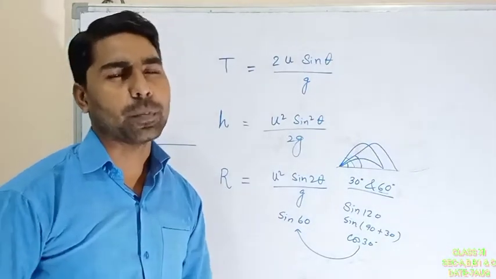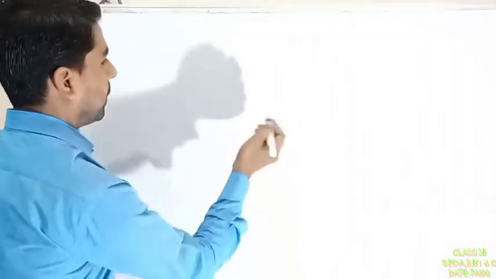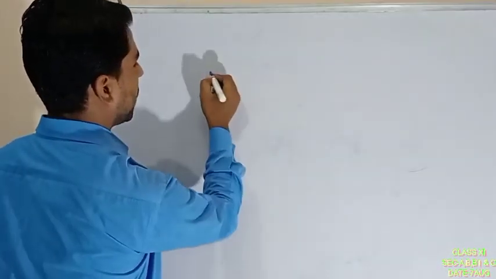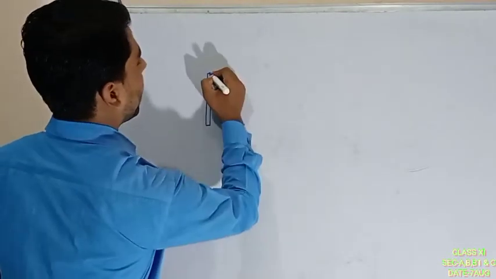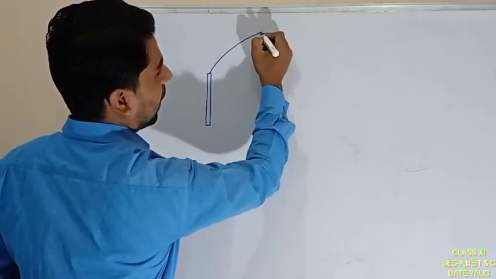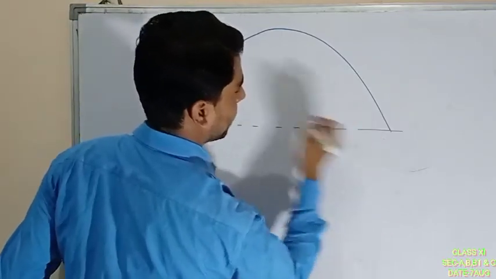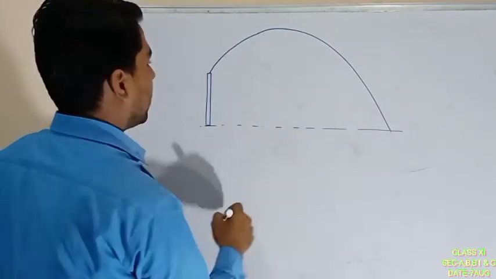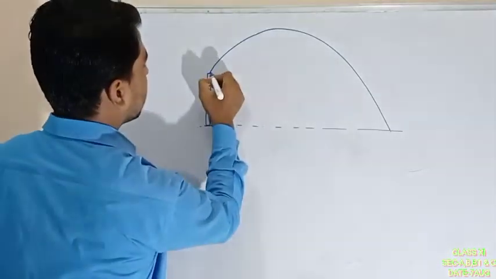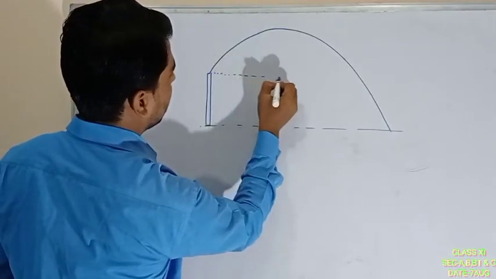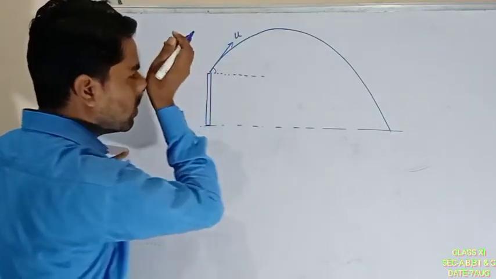Now let's move to the next topic, projection from a height. So see here, I am drawing a tower. Suppose from this height, this object is projected in this direction. After this, it comes to the ground like this. This is, suppose, the ground. Here we also need the angle of projection. Let the angle of projection be theta with initial velocity u.